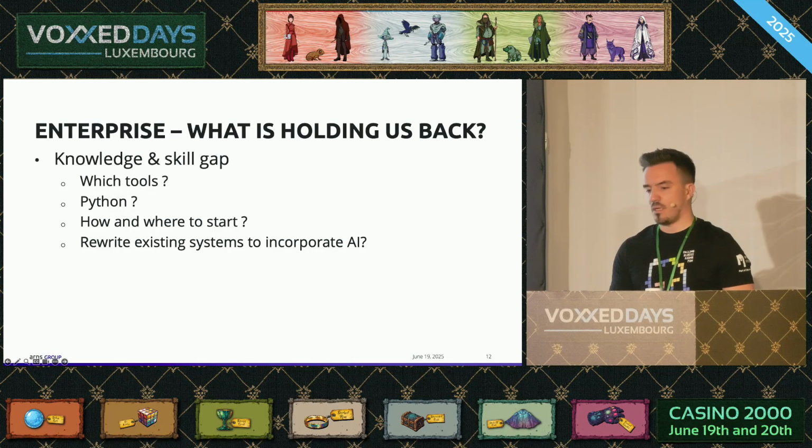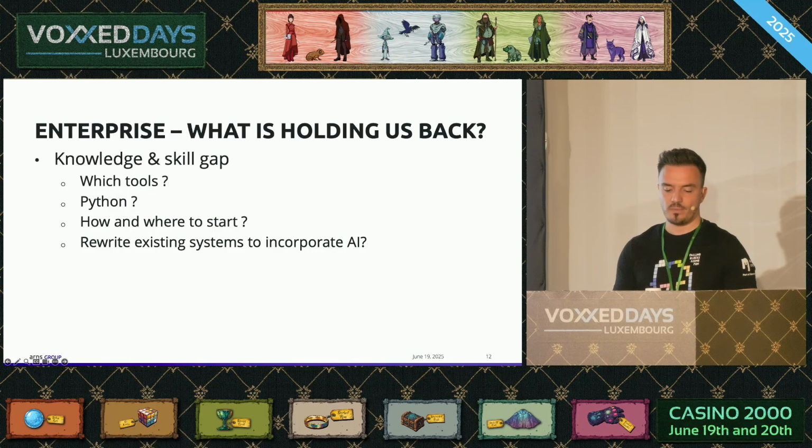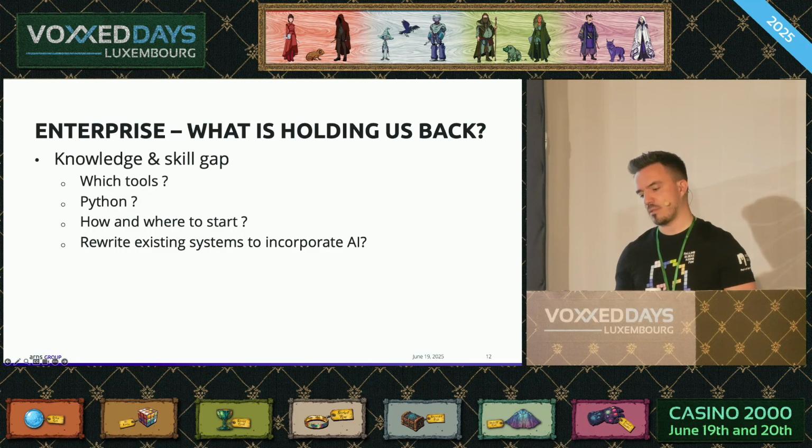What is holding us back sometimes? It's mainly a knowledge gap and skill gap, because it has not always been as easy as it is today to implement such tools. So lots of questions arise: which tools to use? Do we need Python? Do we need to change our existing stack or our existing code base? Do we need to rewrite existing parts of the system to introduce AI functionality?